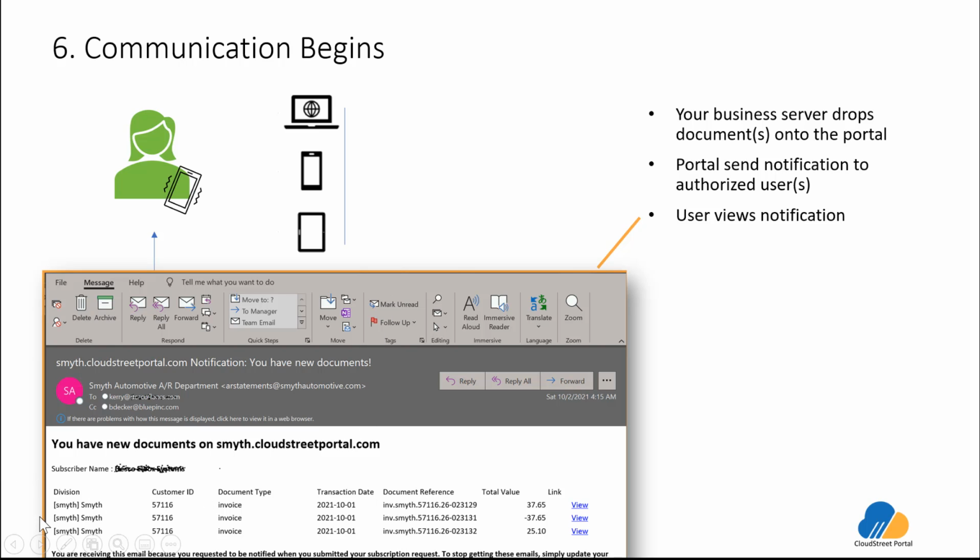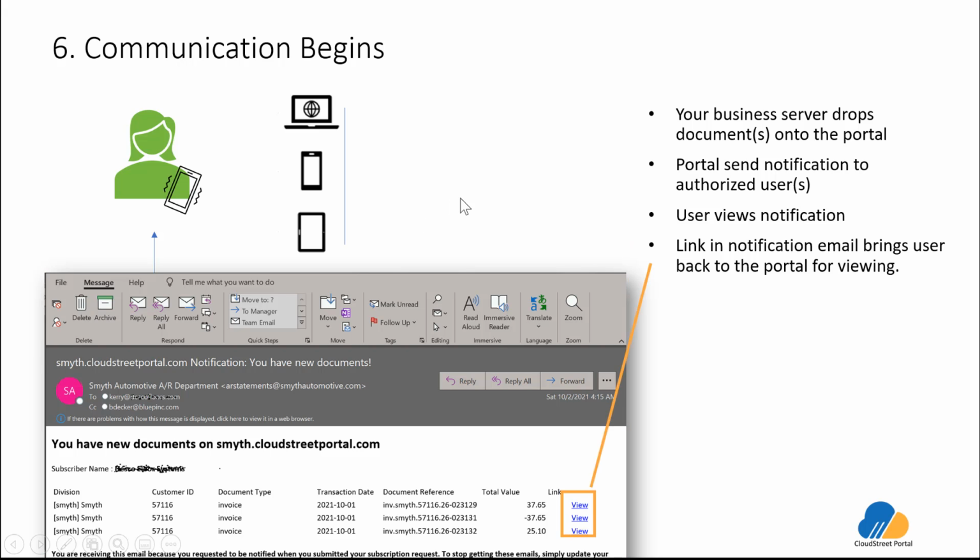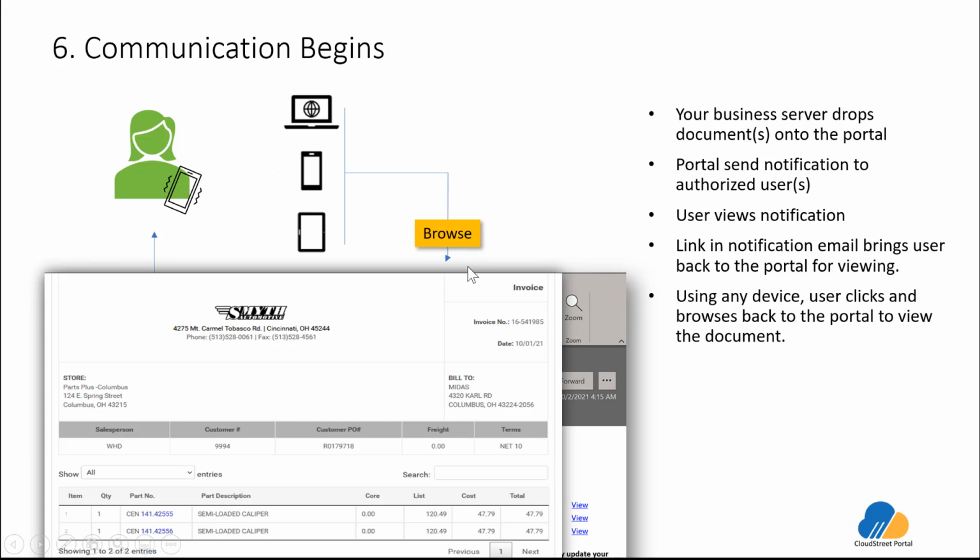So this is an example where we're pushing notifications once a day, and this is showing the invoices that were pushed up to that customer. And you'll notice this view link over here is handy. Right within the email, they can click on the view link, and then that will call up the portal. So their browser will be summoned and they'll be right back into the document again.